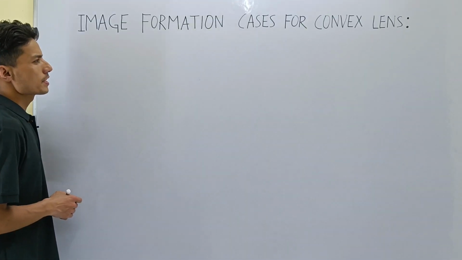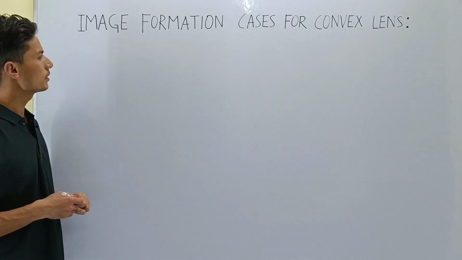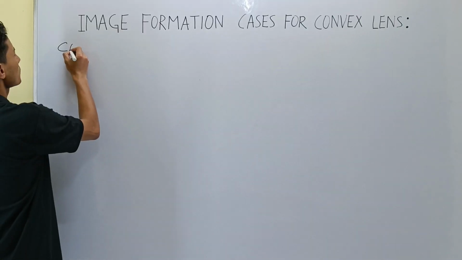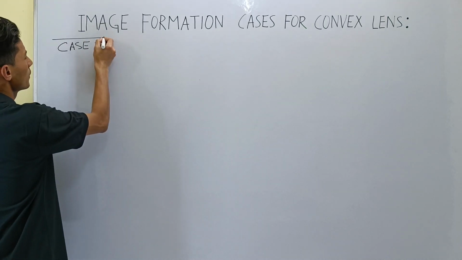Image formation cases for convex lens: there are 6 cases. We will discuss them one by one. Let us start with case 1. So let us have a look at case 1.